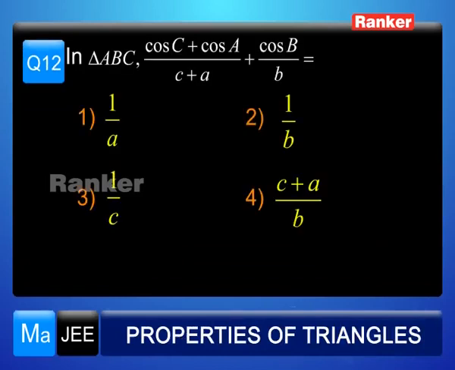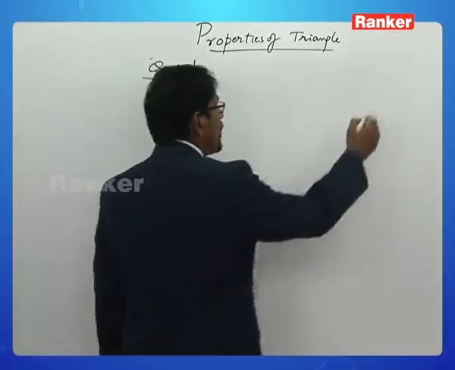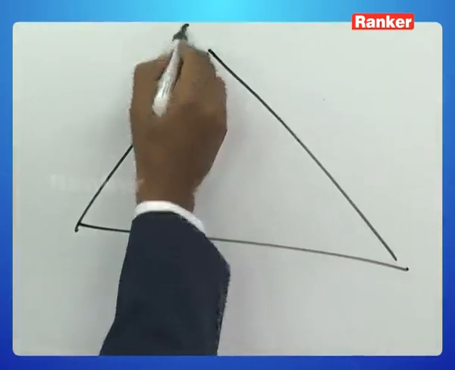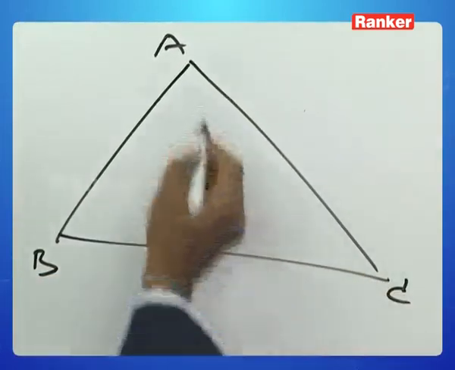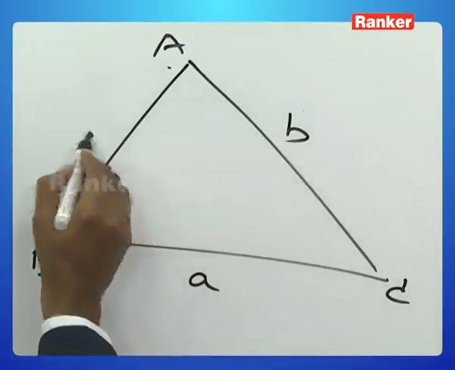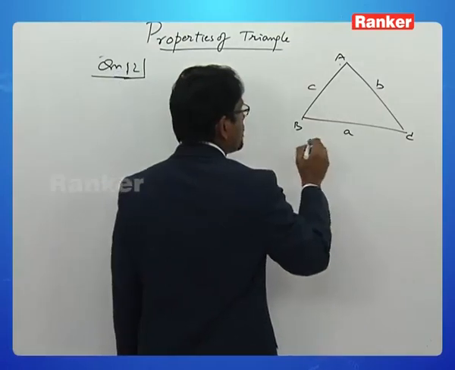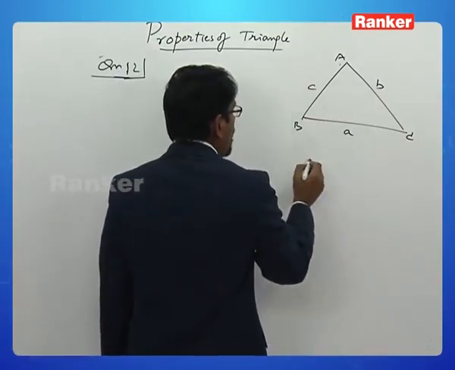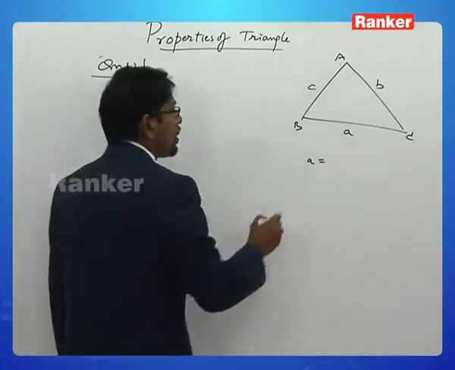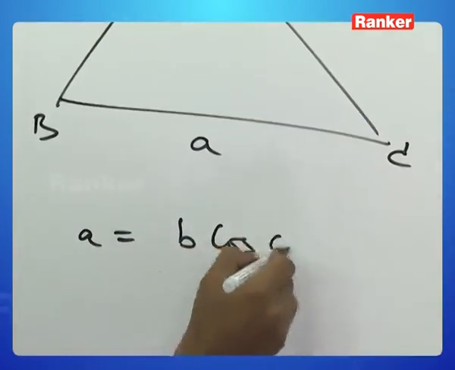In a triangle ABC, (cos C plus cos A) divided by (C plus A) plus cos B by small b is equal to, first option 1 upon A, second option 1 by B, third option 1 by C, fourth option (C plus A) by B. In a triangle ABC, the side opposite to the angle A is small a, and similarly small b and small c. Now, okay, A is equal to B cos C plus C cos B.